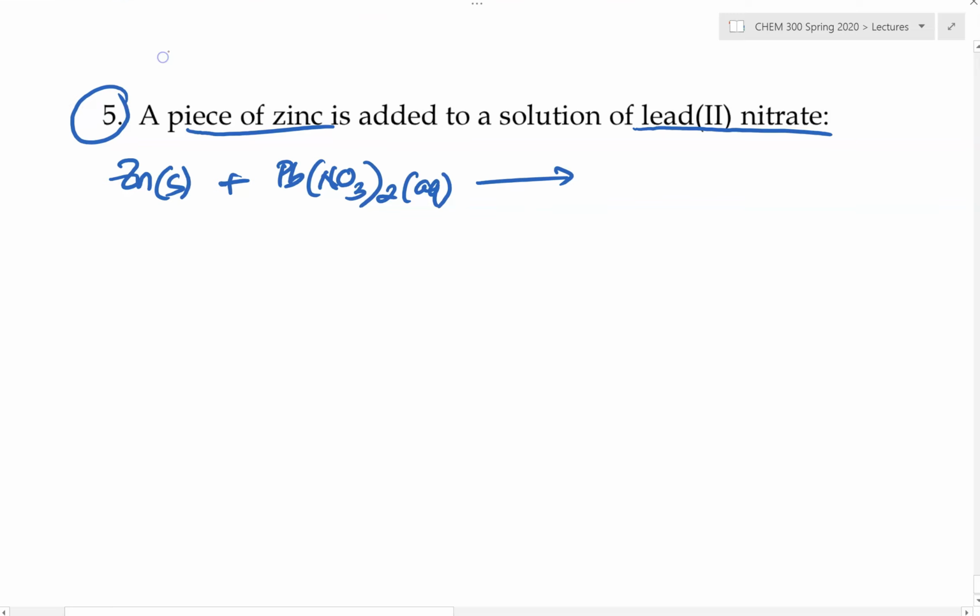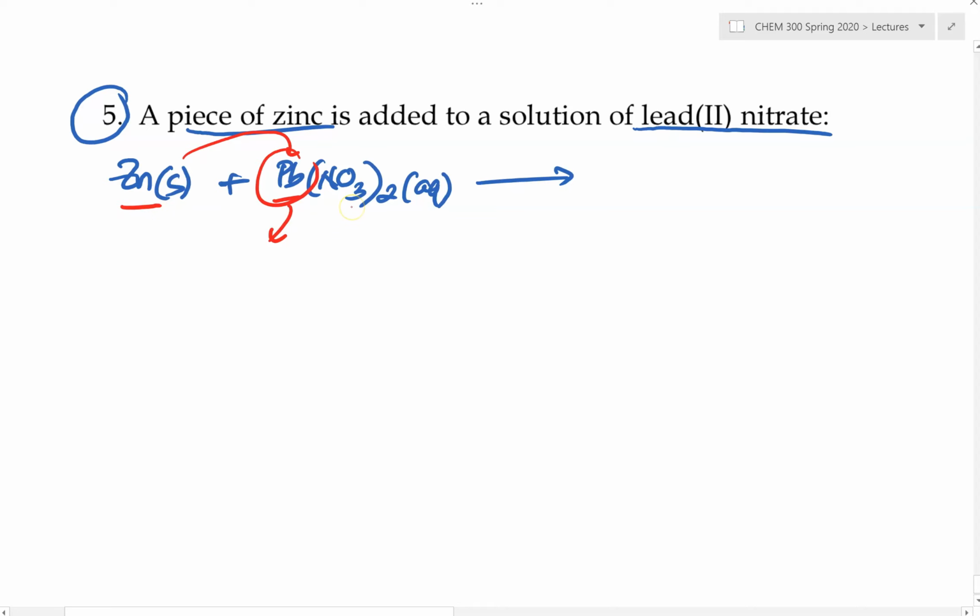So we have to use the activity series to determine whether there will be a reaction or not. In this case, if anything is going to happen, zinc will be replacing lead. And we will see on the activity series that zinc is actually more reactive than lead. So zinc will be able to replace lead. Okay? So therefore, the product that we'll be producing is as follows.